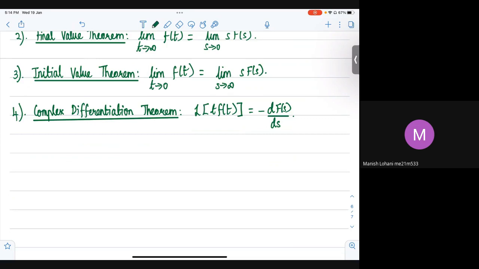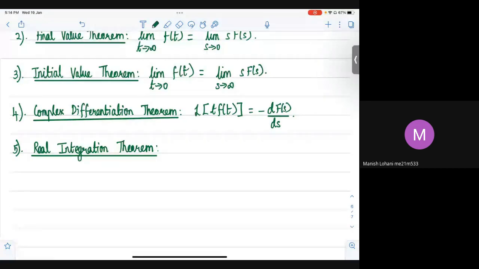Then going forward, we look at what is called the real integration theorem. I hope it's clear why it's called complex differentiation: in the above property, we are taking the derivative with respect to s, which is a complex variable. So I'm taking the derivative with respect to the complex variable. That's why it's called that. Now, real integration.